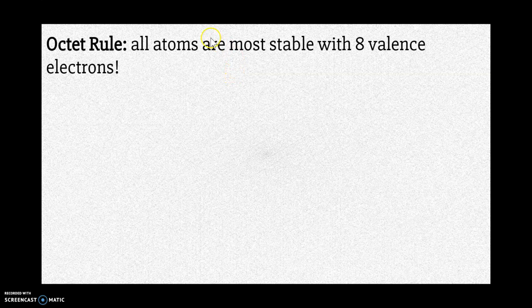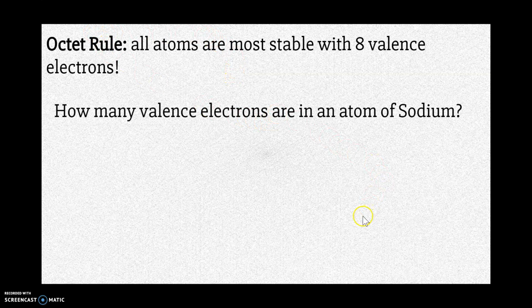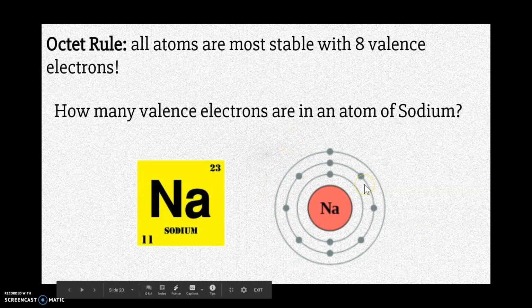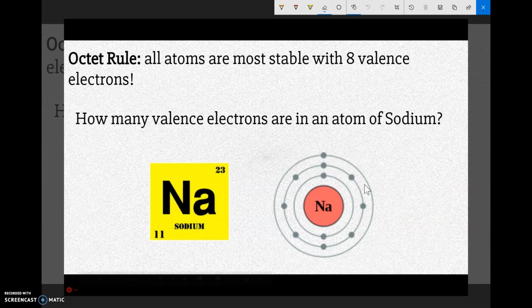So as a reminder, the octet rule: all atoms are most stable with 8 valence electrons, if they can get that. Sometimes they don't. So how many valence electrons are in an atom of sodium? So here's sodium, and we want to look at our outermost electron here, which is right here. So we've got 1 valence electron of sodium.